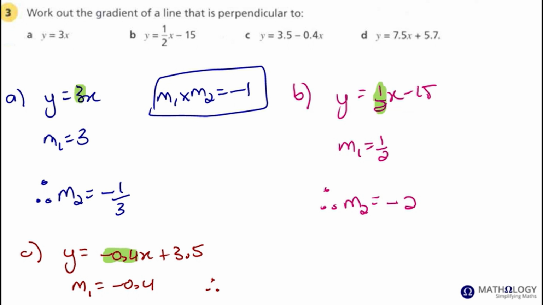Therefore, the gradient of the perpendicular line, gradient 2, will be the negative reciprocal of minus 0.4. Now, 0.4, so it's going to be positive. We're not going to write the positive in. This is minus 4 over 10, right? So the reciprocal of 4 over 10 is 10 over 4. And 10 over 4 equals 5 over 2. We do not write this as 2.5. Leave it as a fraction.